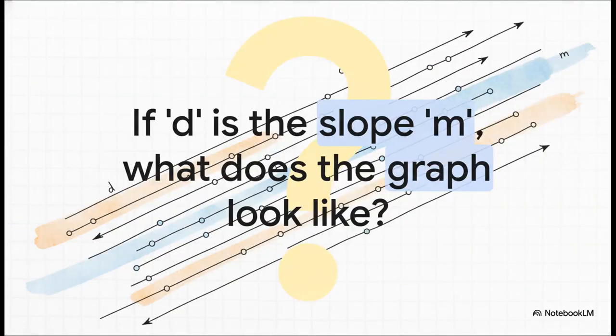And that brings us to one last question to tie this all together. If d is really just the slope m wearing a different hat, what does that mean the graph of every single arithmetic sequence has to look like? When you put those points on a graph, what shape do they make? Think about it.